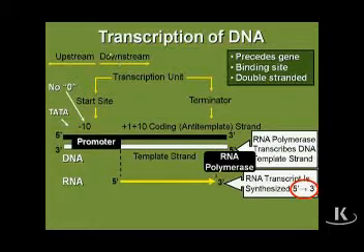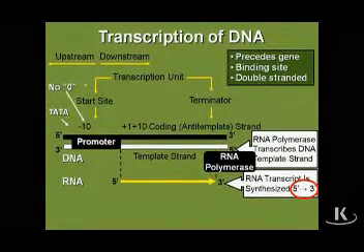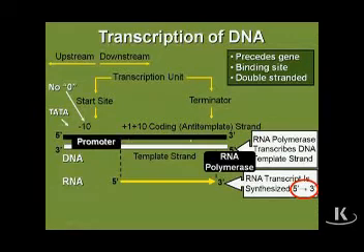A couple of other terms to define here. You see this upstream and downstream. The upstream simply refers to anything that's typically towards the 5' end of the coding strand of DNA. So we'll use the coding strand as sort of our baseline, and anything towards the 5' end of that coding strand is said to be upstream. Anything towards the 3' end of that coding strand is said to be downstream.